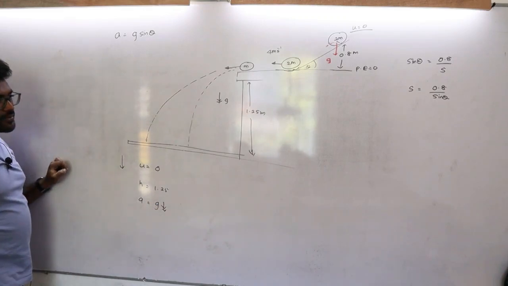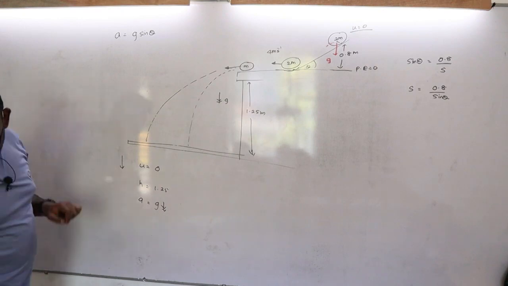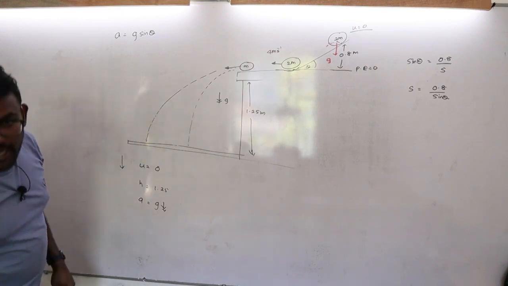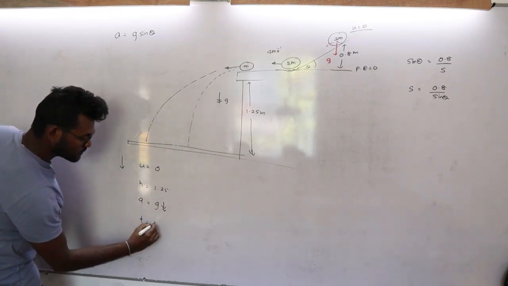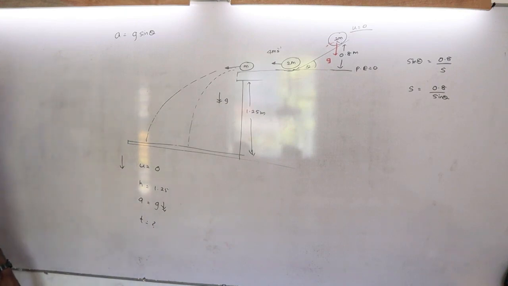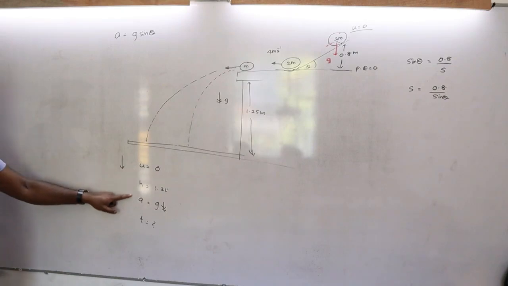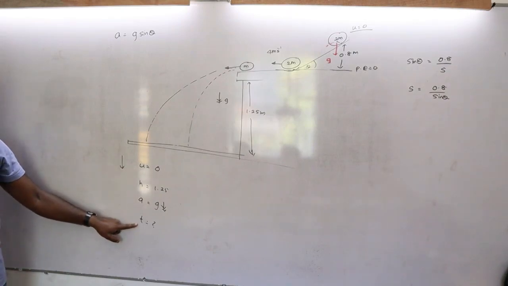What else do we know? What's the thing we should find out? Time taken, t. Okay, throw me a suitable equation that we could put there. We know the u, we know the h, we know the a. We should find out the t.